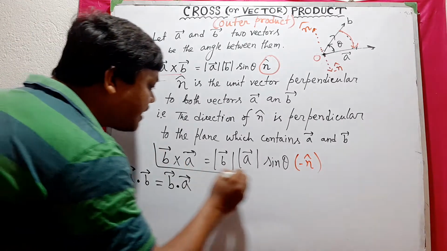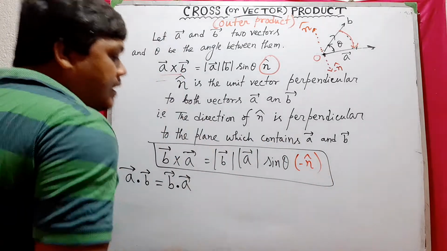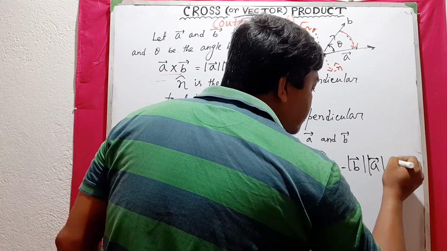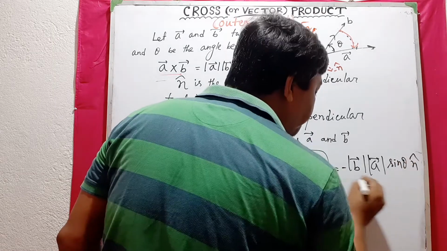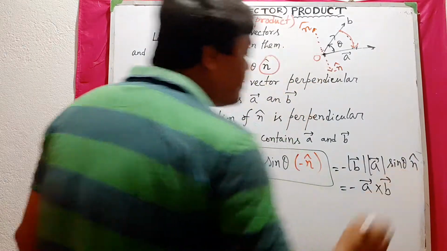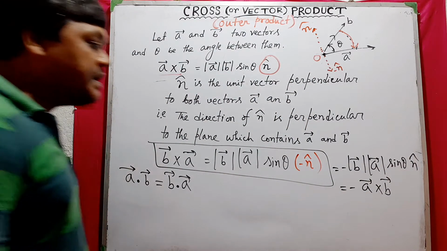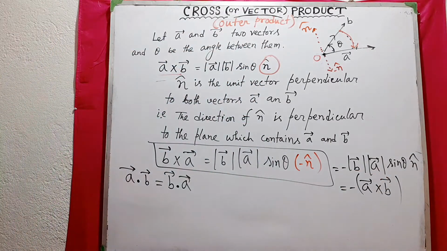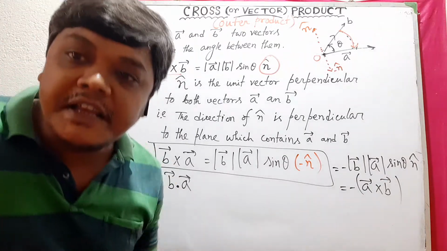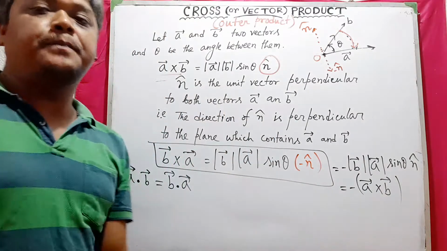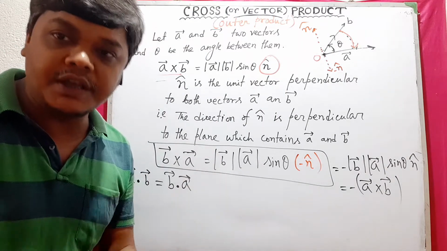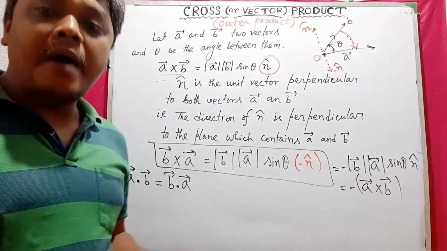And you clearly see that A cross B and B cross A, you can say minus mod B mod A sin theta n cap. That means minus A cross B. Am I right? B cross A and A cross B both are not equal. So this is the first property, that cross product is not commutative. Remind it, A cross B not equal to B cross A. So B cross A equals minus A cross B.